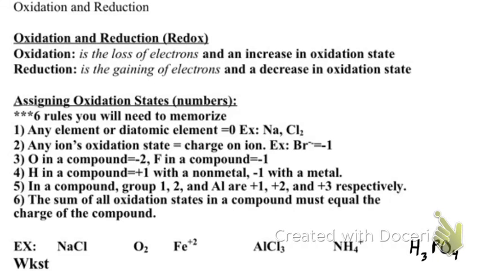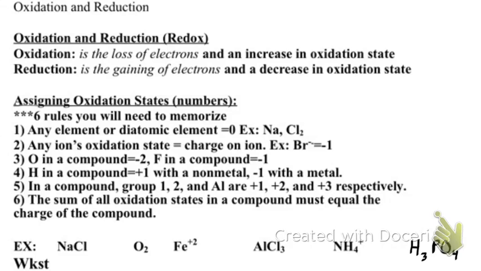Alright, so we're going to talk about what oxidation and reduction are and how you assign oxidation states to different elements when they're on their own or when they're in a compound. So, first and foremost, oxidation is the loss of electrons and an increase in oxidation state. And we're going to focus on the increase in oxidation state for this first part. Reduction is the gaining of electrons and the decrease in oxidation state. Because if you gain an electron, you've gained something that is negative, so your oxidation number will decrease.